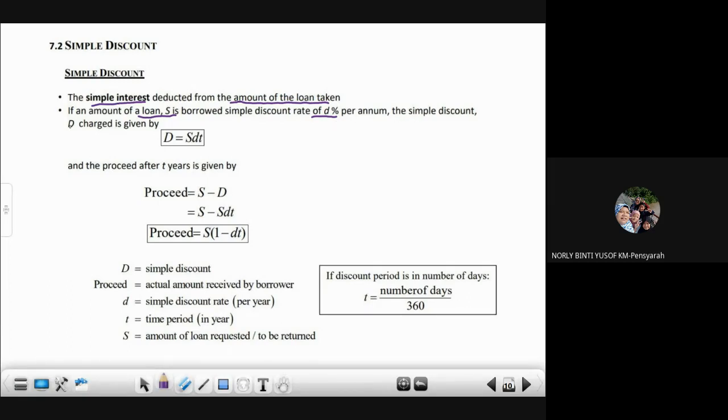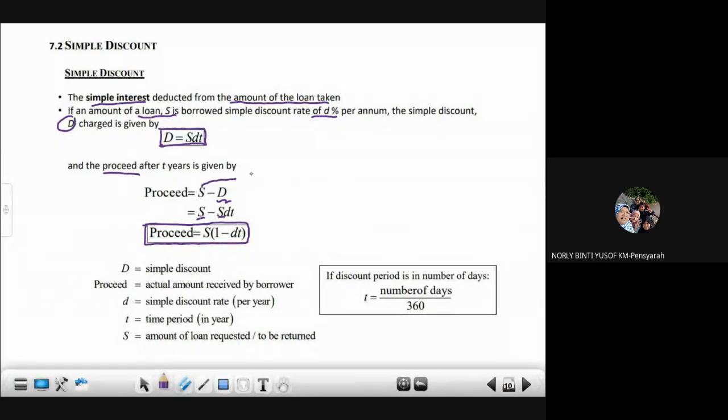The simple discount D charged as given by the formula. Your punya simple discount is S times D times T. Formula ni pun ada. Kotak ni adalah given in the list formula. And the proceed after T years is given by S minus D. Then you put the formula D. Macam tadi I kan. Masukkan PRT. So masukkan D ni SDT. So ini boleh factorize. So dapatlah formula proceed, S in bracket 1 minus DT.